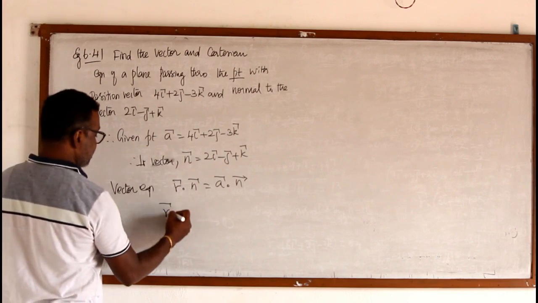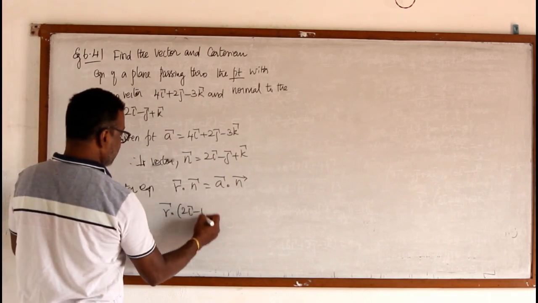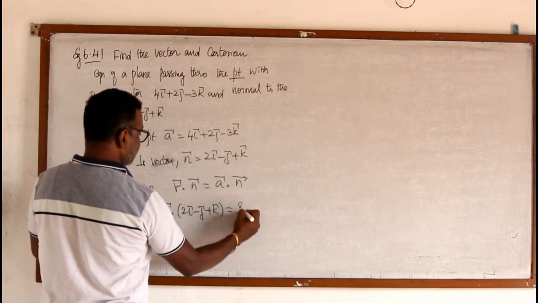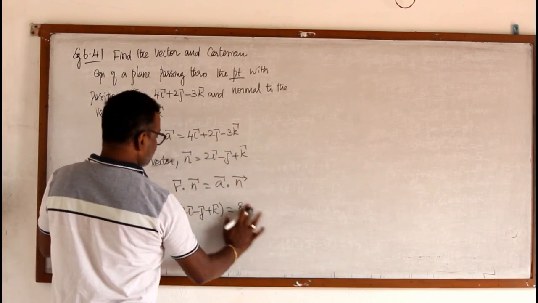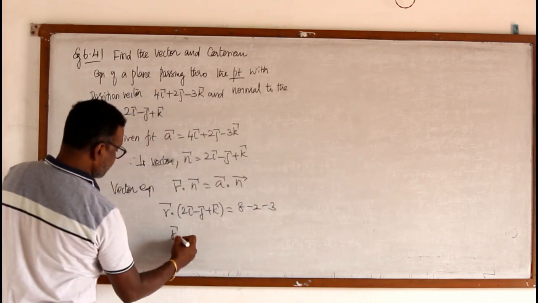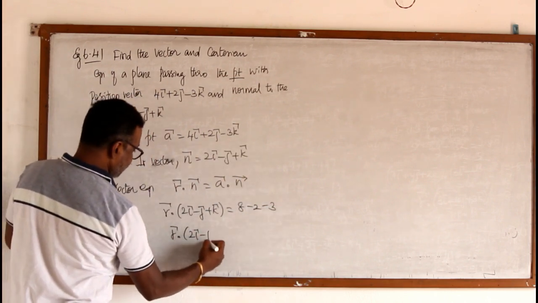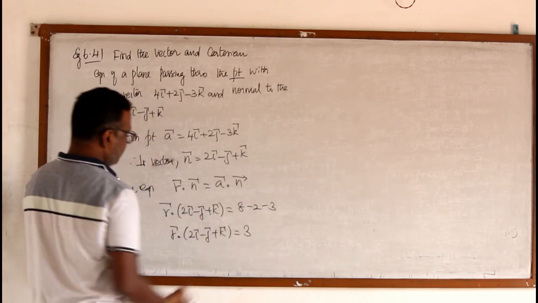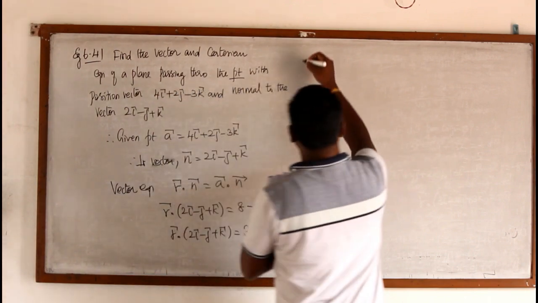So it is r dot n vector, which is 2i minus j plus k. Then the dot product is 4 twos are 8, minus 2, minus 3. So it is r dot 2i minus j plus k equal to 8 minus 5, which is 3. This is the vector equation.